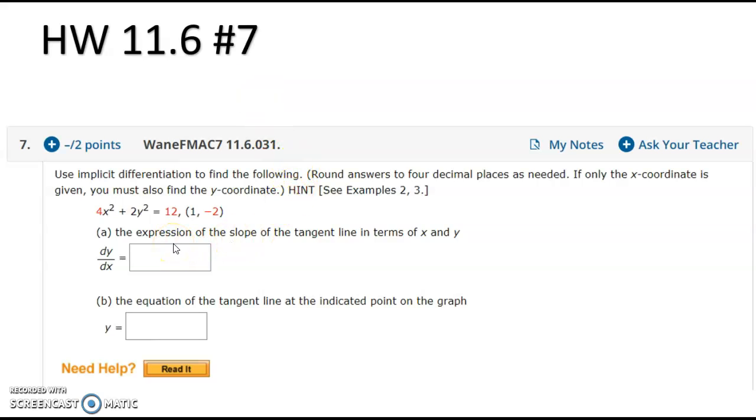So use implicit differentiation to find the expression of the slope in terms of x and y, so we don't care about the point in part A. In part B, we're asked for the equation of the tangent line at the indicated point of the graph. So in this case, we do care about the point (1, -2).